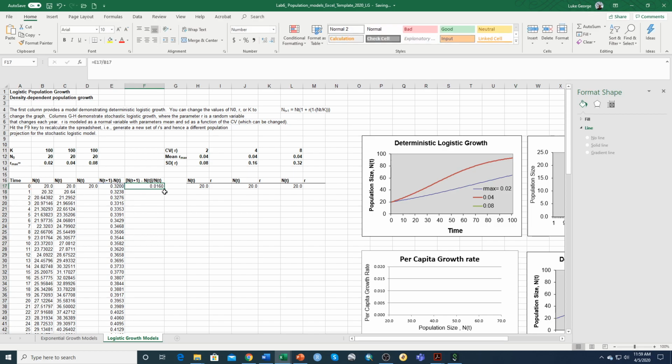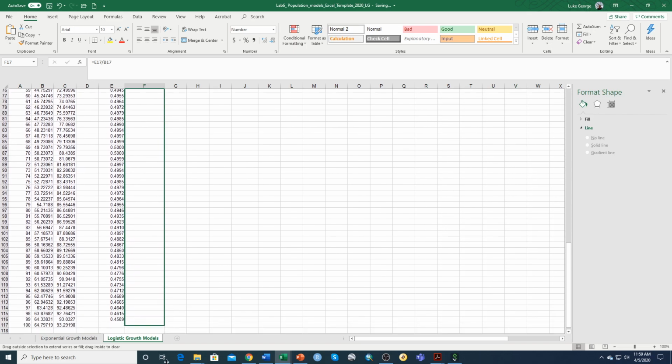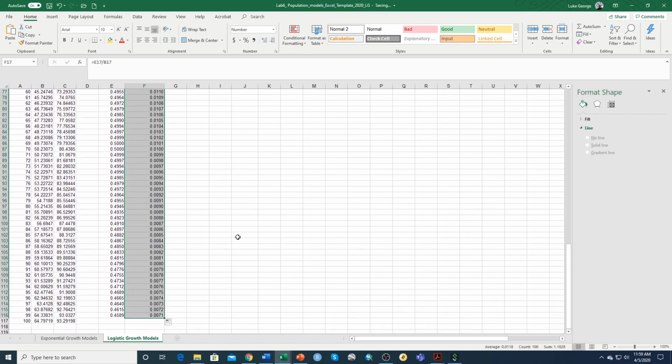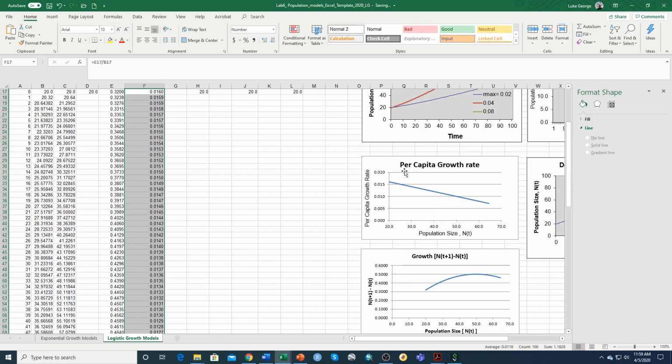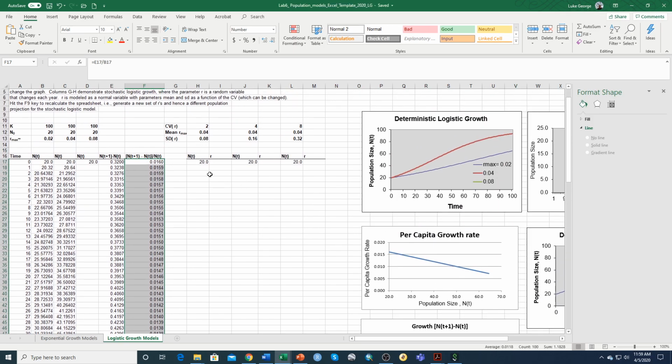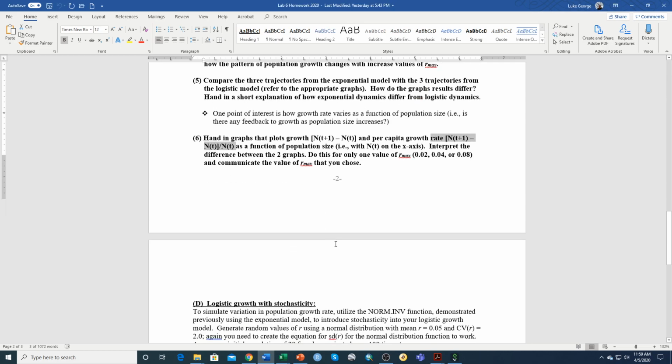Copy that down, and bingo, it's going to plot it for you, and you should see that familiar linear decline in your per capita growth rate.